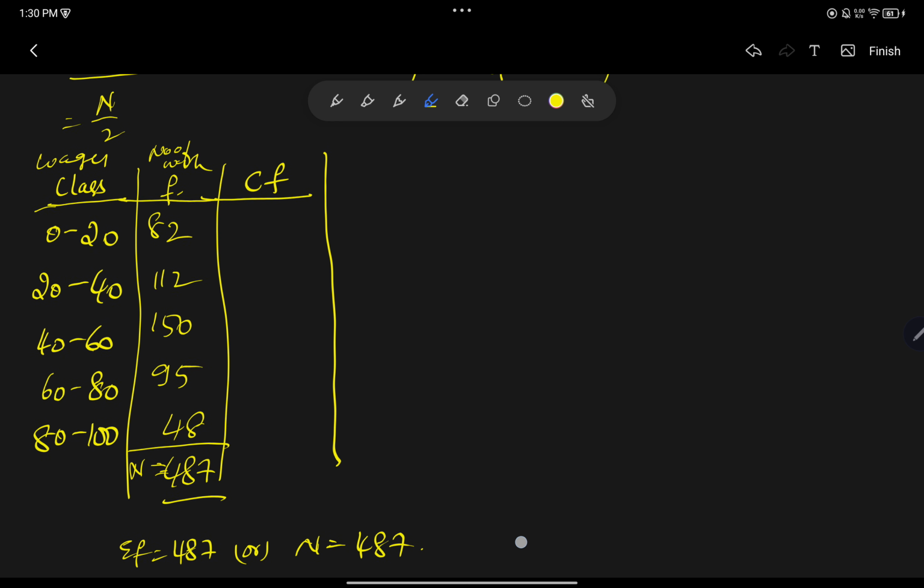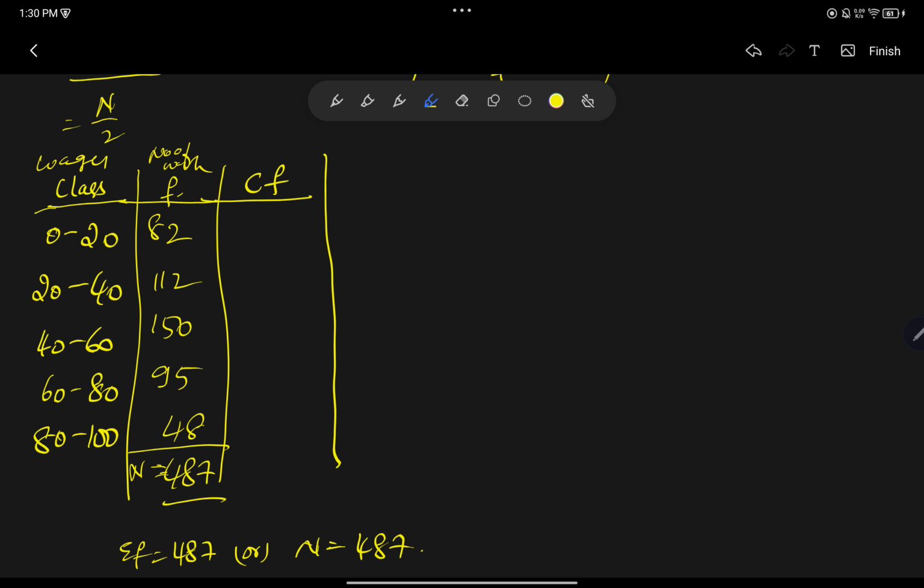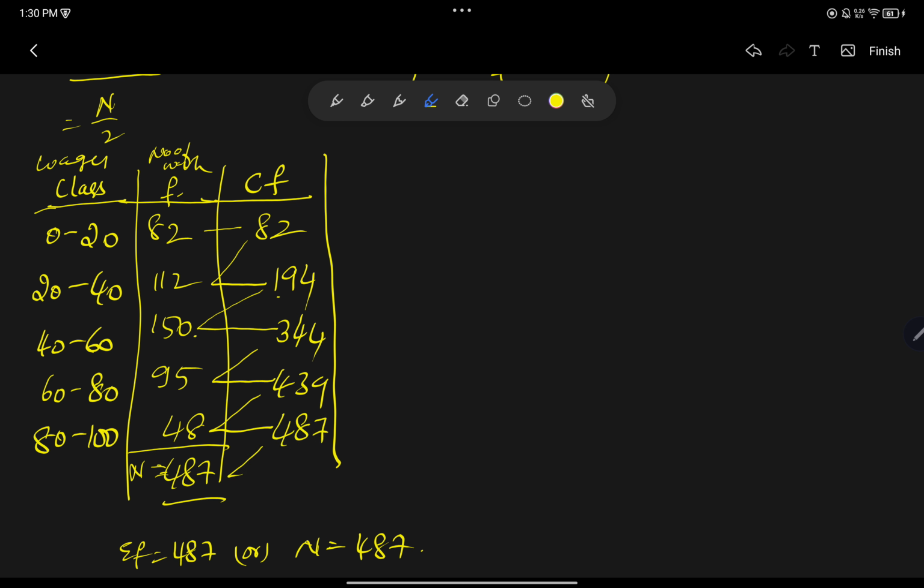Okay, done. Next, we need to calculate the cumulative frequency. How do we calculate it? This 82 is the same as it is. 82 plus 112 is 194. Now 194 plus 150, that is 344. 344 plus 95, that is 439. Next, 439 plus 48, that is 487. See, this now equals 487, hence we don't need to add anymore. Done. So we have got the cumulative frequency.